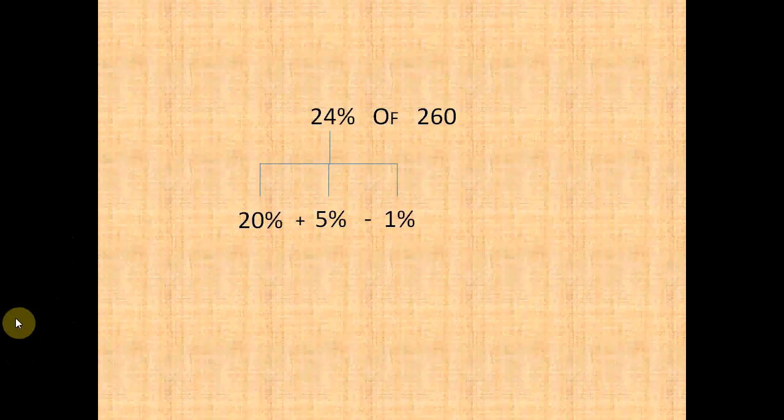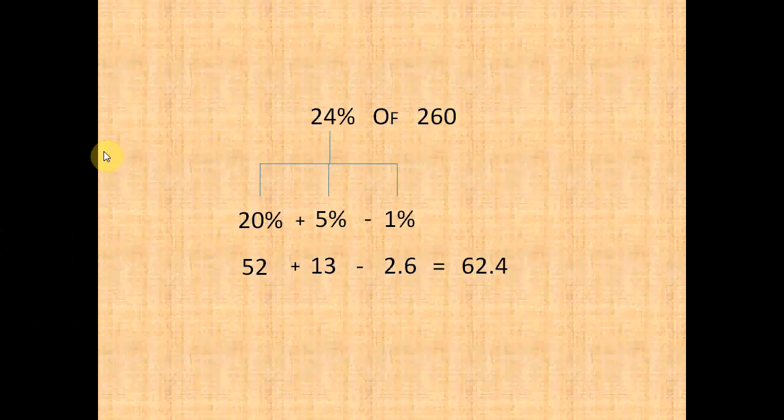I think this is a better method because 20% need not be calculated; it can be seen very easily in your mind as 52. Same is the case with 5% and with 1%. None of these three needs calculation. That's the trick. 20% will be 52. 5% will be half of 10%, which is 13, and 1% is easily observable as 2.6. I'll add 52 and 13 to obtain 65, which is 25%, and subtract 2.6 from it, and I'll get my answer as 62.4.